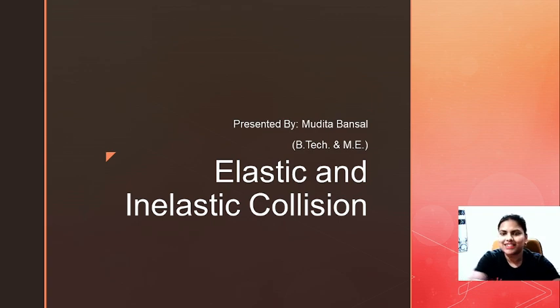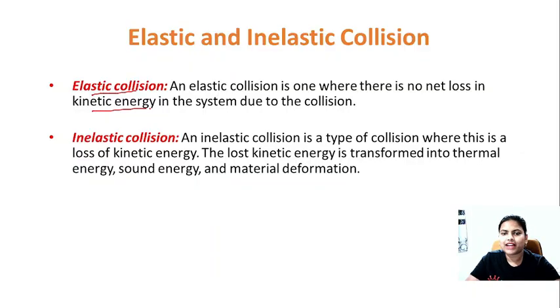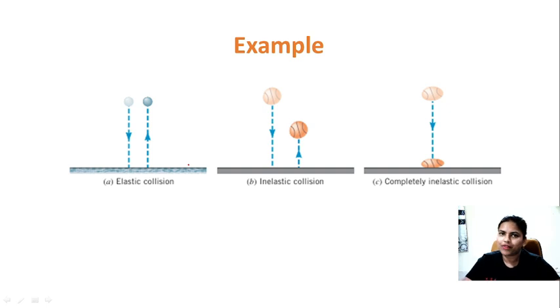So let's get started. In elastic collision, the kinetic energy is conserved, or there is no loss in the kinetic energy. We call it elastic collision. Whereas in inelastic collision, there is a loss in the kinetic energy when the collision happens, and this lost kinetic energy is converted into thermal energy, sound energy, or material deformation. Let's understand from this example.